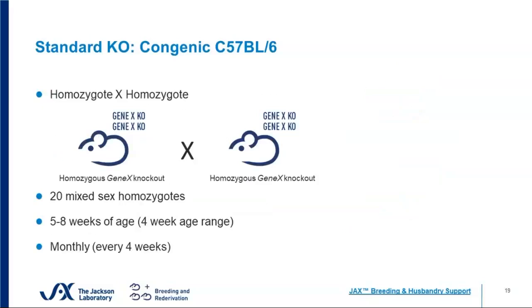So in this case, what we're going to start with is where we want 20 mixed-sex homozygotes at 5 to 8 weeks of age. That's a 4-week age range. And we're going to look at getting that cohort of mice every month. So every 4 weeks, we need those 20 mixed-sex homozygotes.